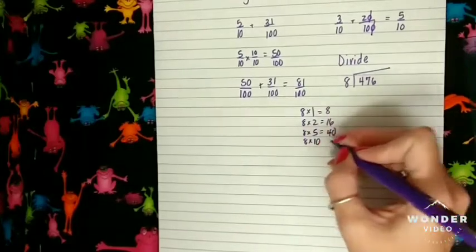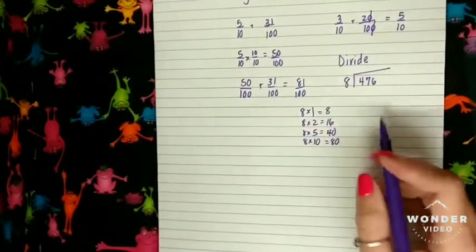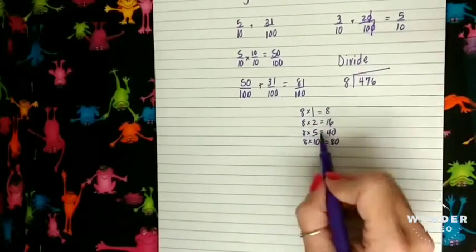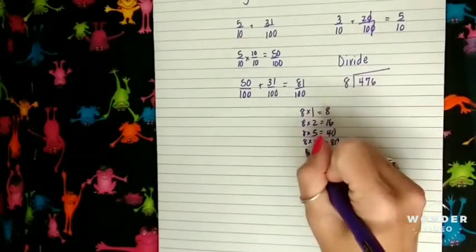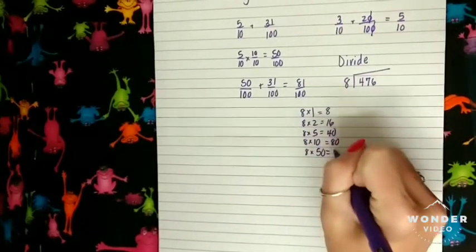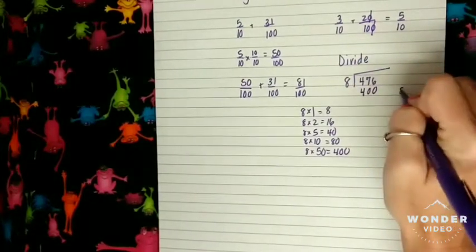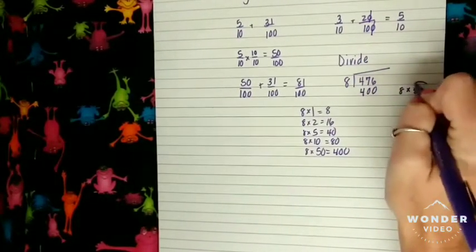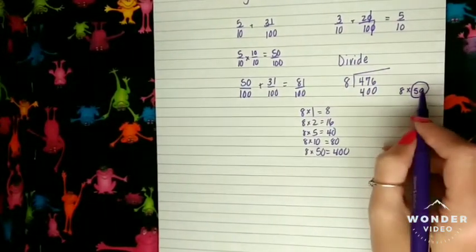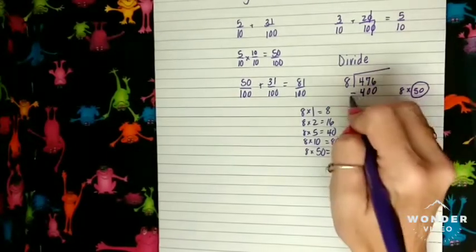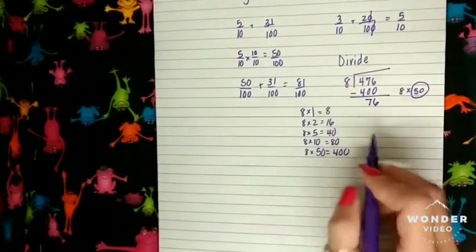8 times 10 equals 80. And I know that I could do 8 times 50 would equal 400. Ooh, so that can take out a big chunk. All right, so I'm going to take out 400 first, and that's 8 times 50. And I circle the 50 because that's how many times I used that number 8. When I subtract that, that gives me 76.